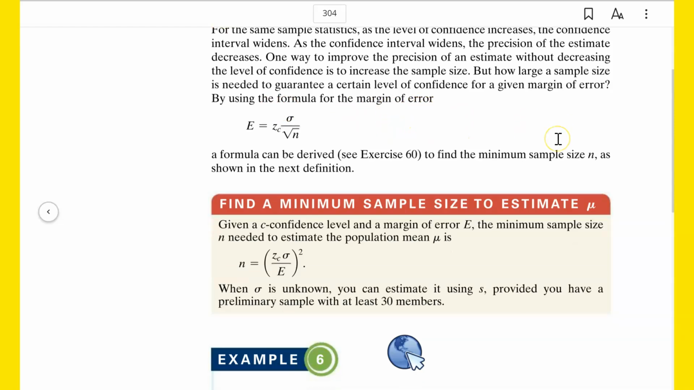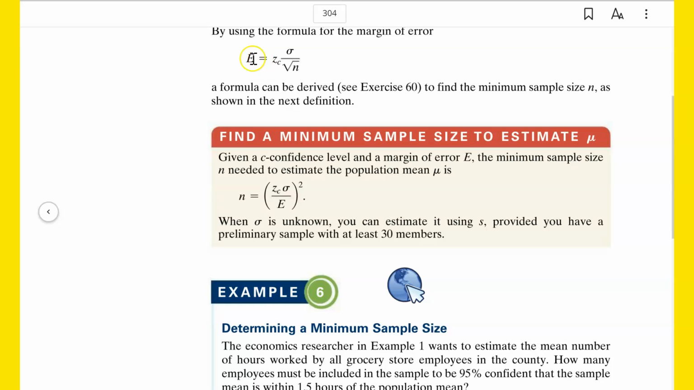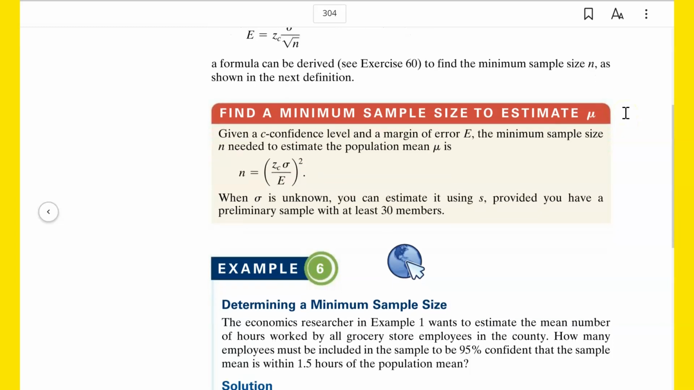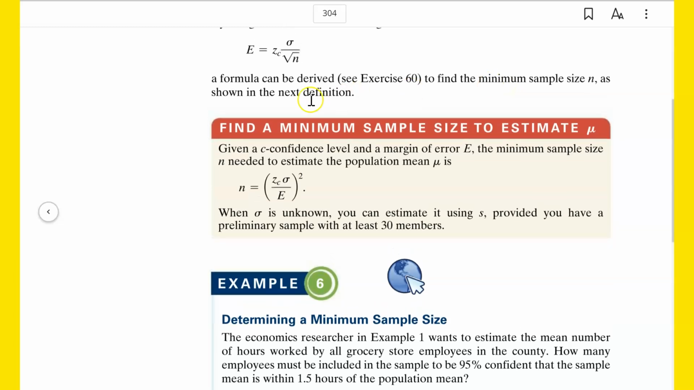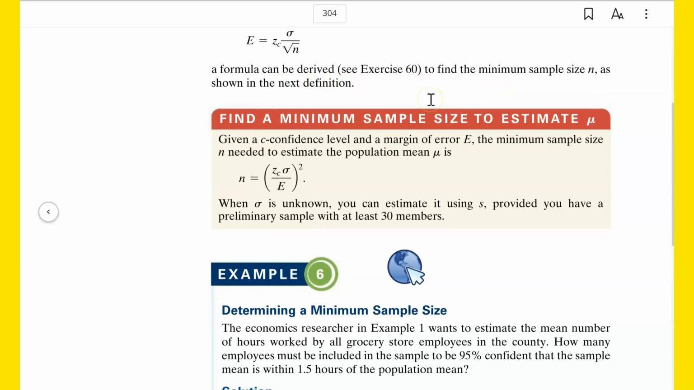margin of error. So we have to find the margin of error, either using this formula, as I showed you earlier in the video, or by constructing the confidence interval and then subtracting either end of the confidence interval from the mean. You can do that too to find the margin of error. So if you like that better, do that. A formula can be derived to then find the minimum sample size n, as shown in the next definition.